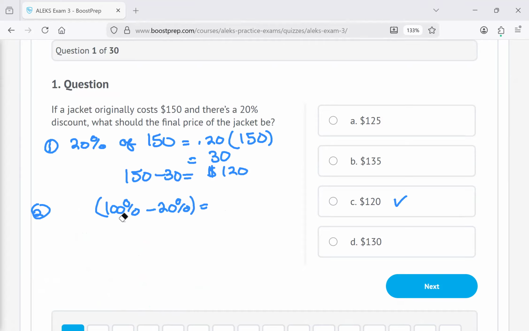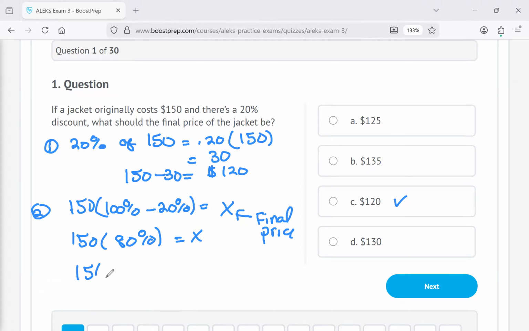What I was supposed to do is, it's still 100 minus 20 because there's a 20% discount. And then you're going to times it by your original cost, 150, and X will be the final price. So this is going to be 150 times, 100% minus 20% is 80%, equals X. And that's all we got to do.